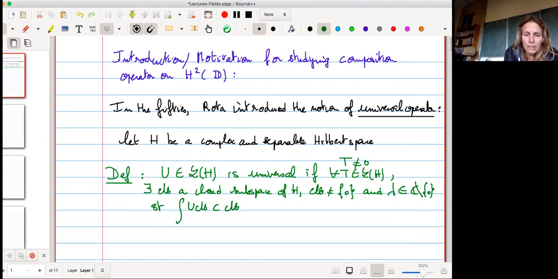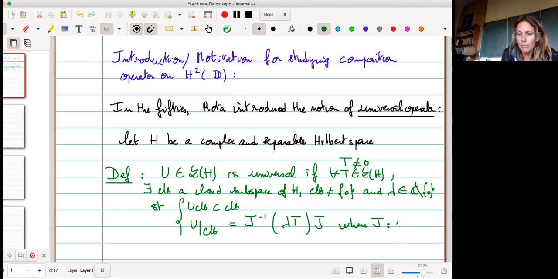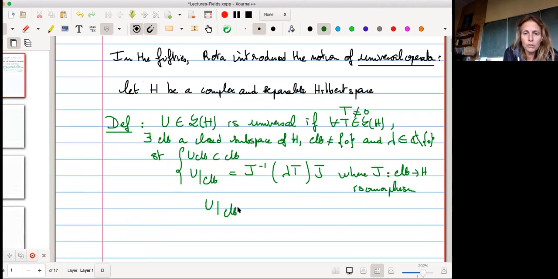So UM is in M, and the restriction of U to this closed subspace is similar to lambda times T, so it's equal to an isomorphism denoted by J, where J is from M to H is an isomorphism. So in other words, U restricted to M is similar to a constant times T. So in other words, it means that U is a kind of model for all T.